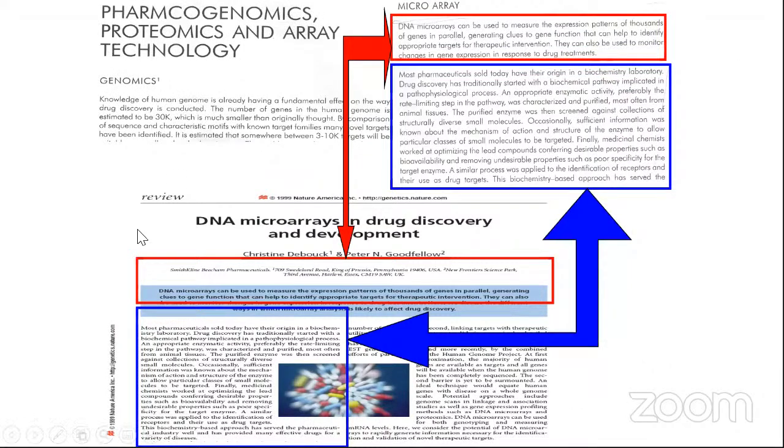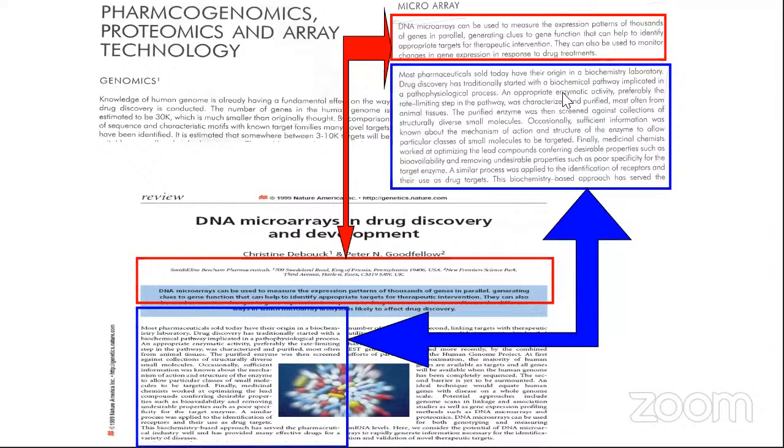This is part of an article which I'm trying to show here, a case of complete plagiarism. You can see that this is published in Nature Americans. This is a different one, and this is a different journal. You can see that this is exactly copied here. You can see how exactly it is copied. This red text is copied here: DNA microarrays can be used to measure.